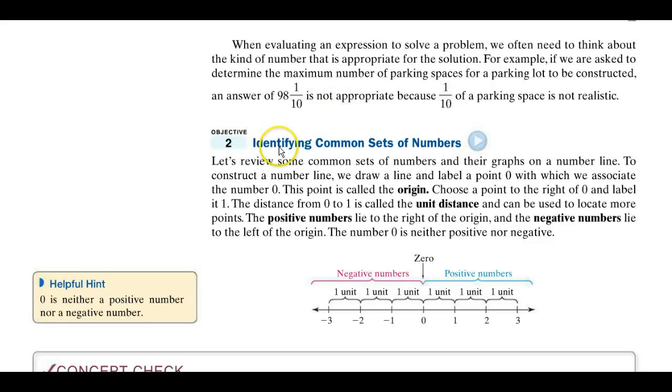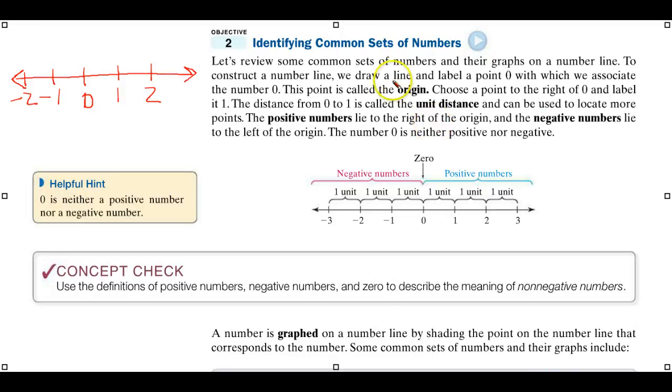Okay, now for objective 2, we're going to take a look at identifying common sets of numbers. And for this, we're going to take a look at the number line. If I were a student reading this with my notes to the side, I'd start writing some of this down, because seeing, reading, thinking about it, and then writing it down is a way to help get something from short-term memory into long-term memory.